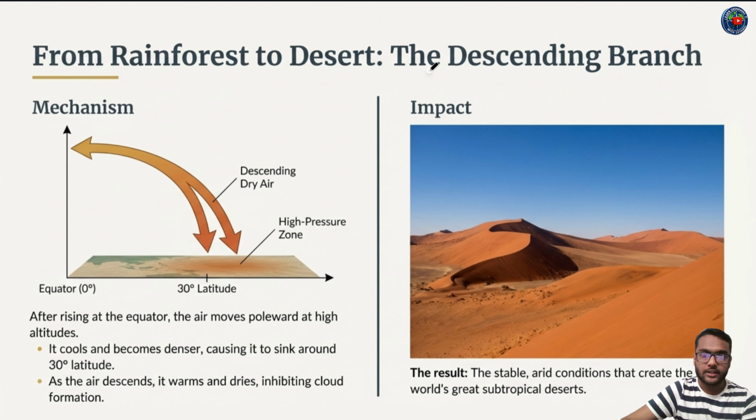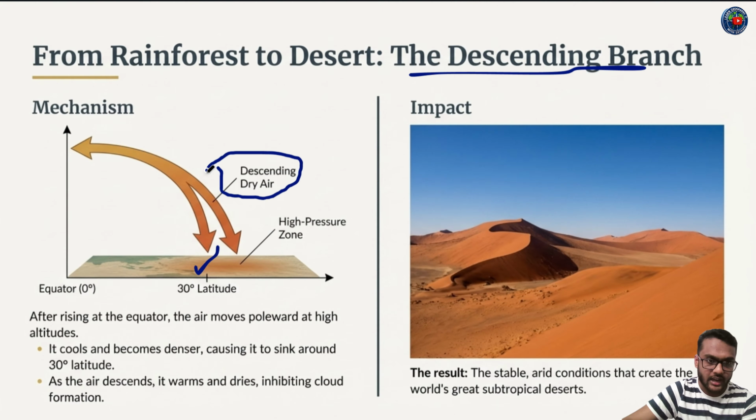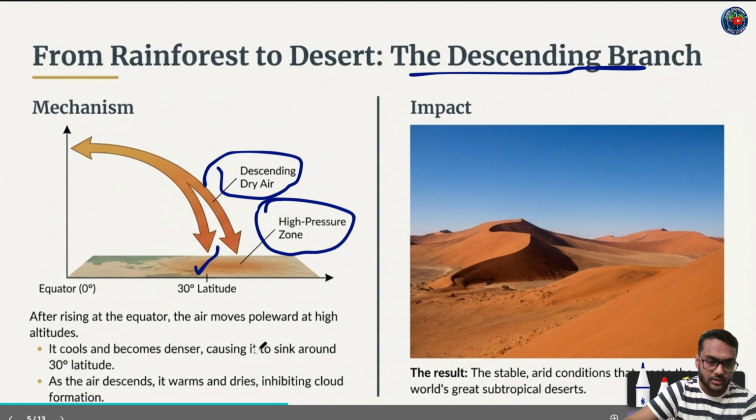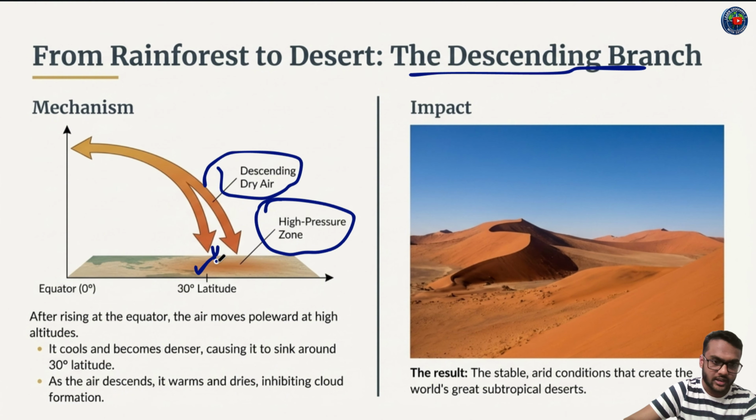From rainforest to desert, the descending limb. On the other hand, at 30° north and south latitude, this is the area of descending dry air and a high pressure zone, as we know. After rising at the equator, the air moves poleward at high altitudes. It cools and becomes denser, causing it to sink around 30° latitude.